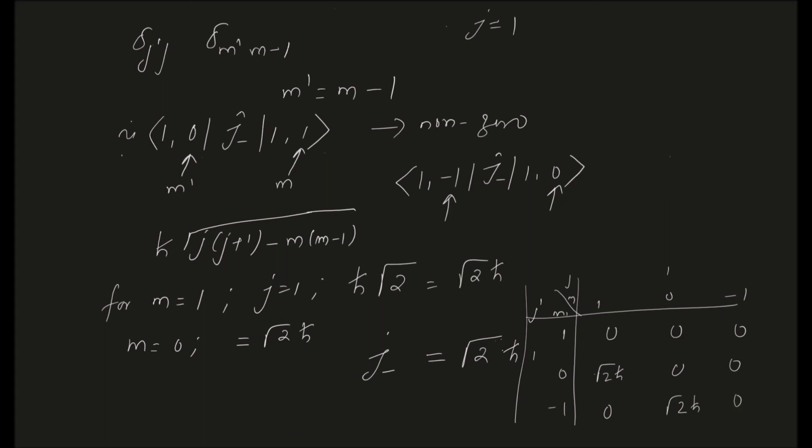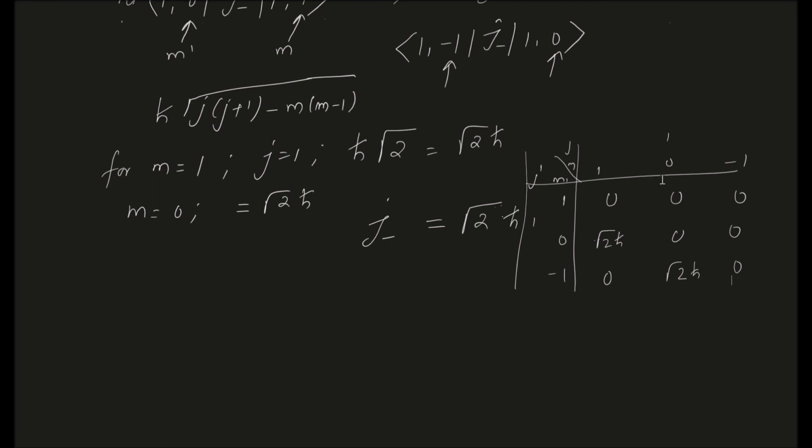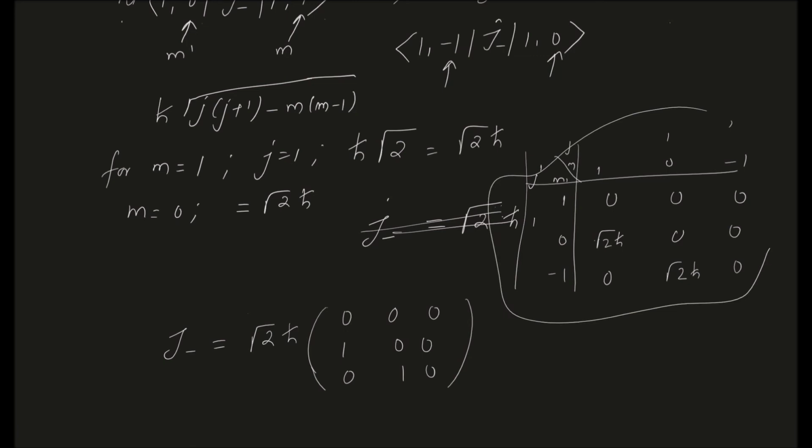Okay, so what you can write, you can write the matrix element for j minus. The matrix element for j minus is given by root 2 h cross into 0 0 0, 1 0 0, 0 1 0. So this is the matrix element. Now this I have written just for you to understand how to get these elements. So this is the matrix elements for j minus.